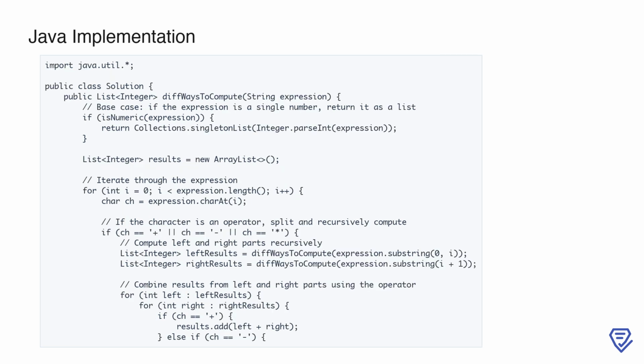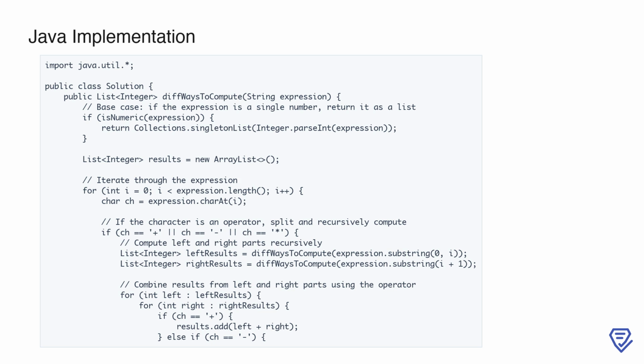Here, we begin the Java implementation for solving the problem of finding different ways to add parentheses. The method diffWaysToCompute takes a string expression as input. First, we handle the base case. If the entire expression is just a single number, we return it as a list containing that number.